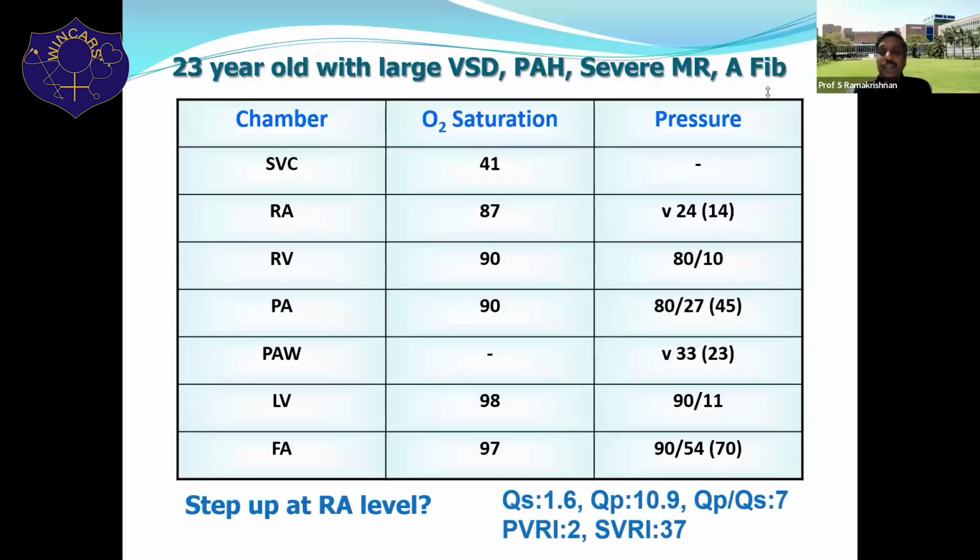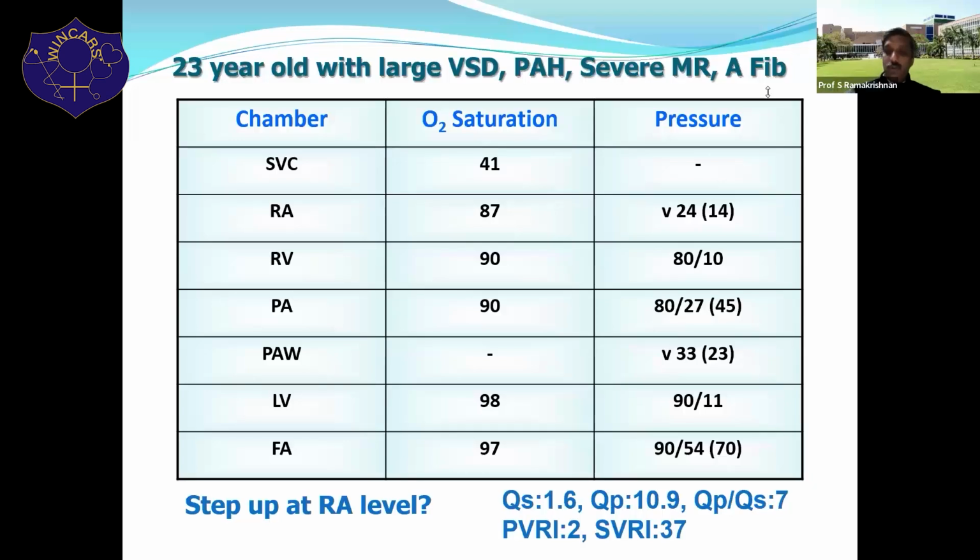Can there be a large ASD here? A large ASD is impossible. Why is a large ASD not possible? Because RA pressure and pulmonary wedge are very different. If you have a large ASD, the means cannot be so different. A large ASD would equalize the pressures between RA and pulmonary wedge. So the pressures must be the same. So these are the kind of things that you have to look into.